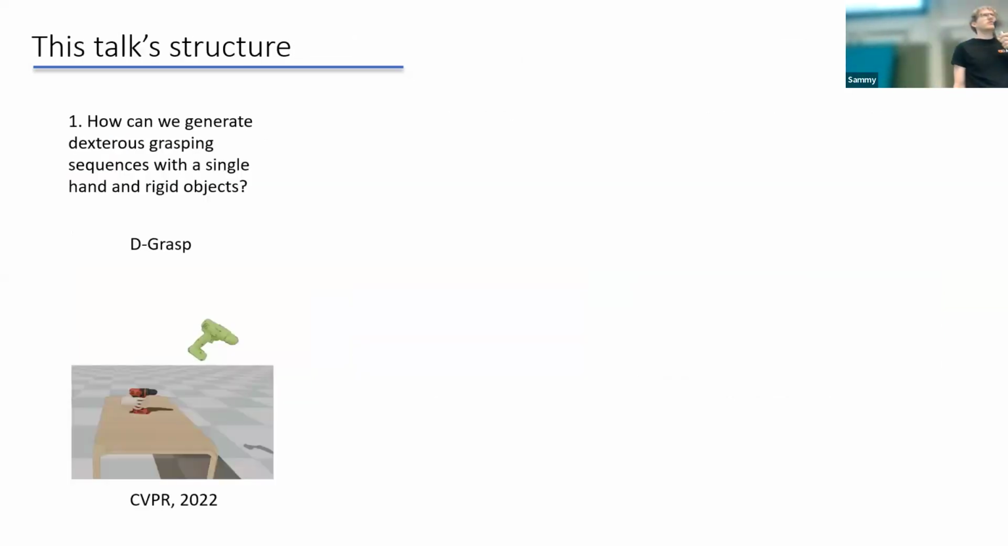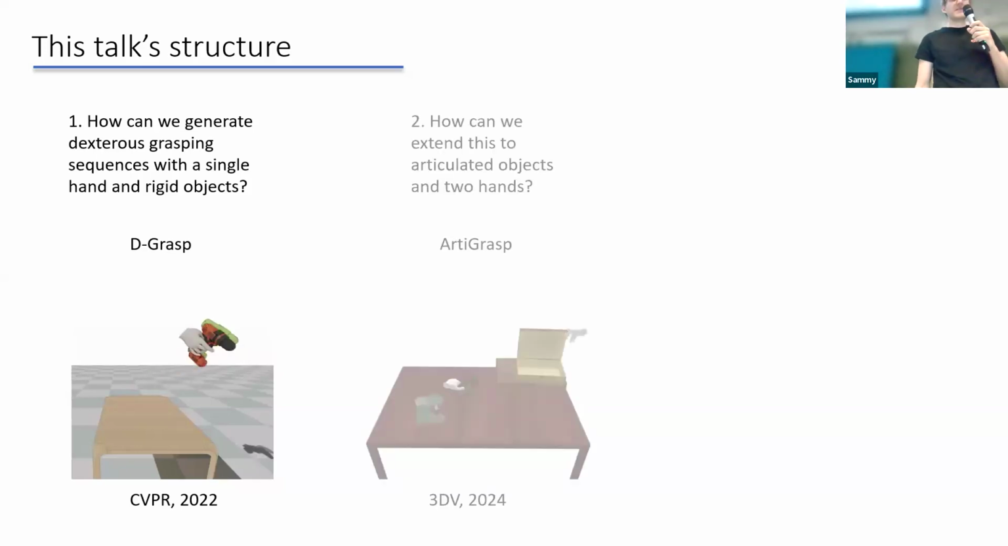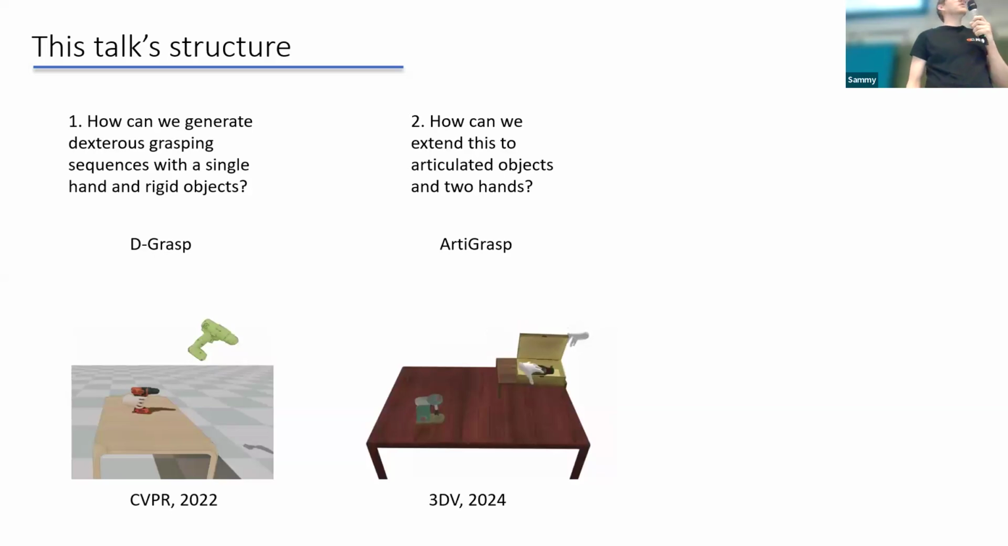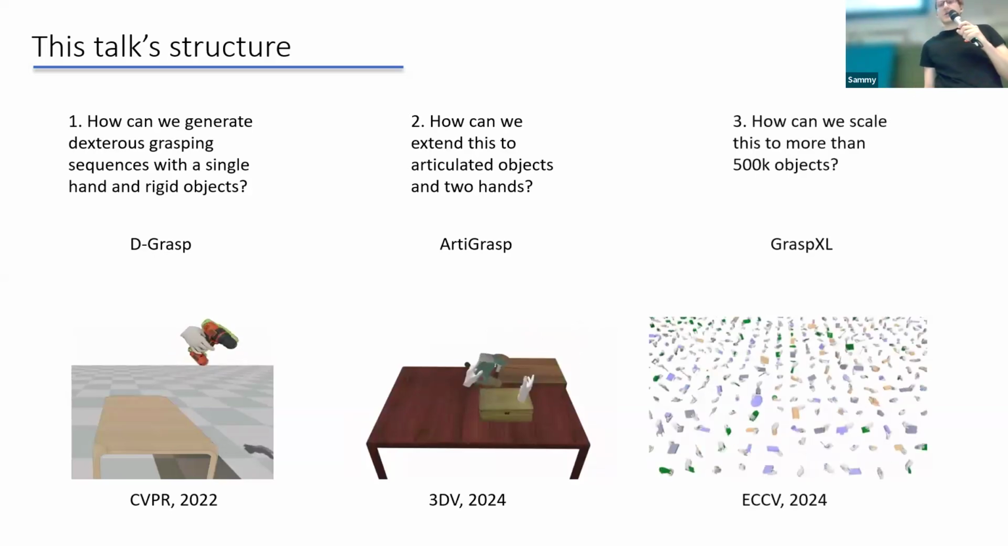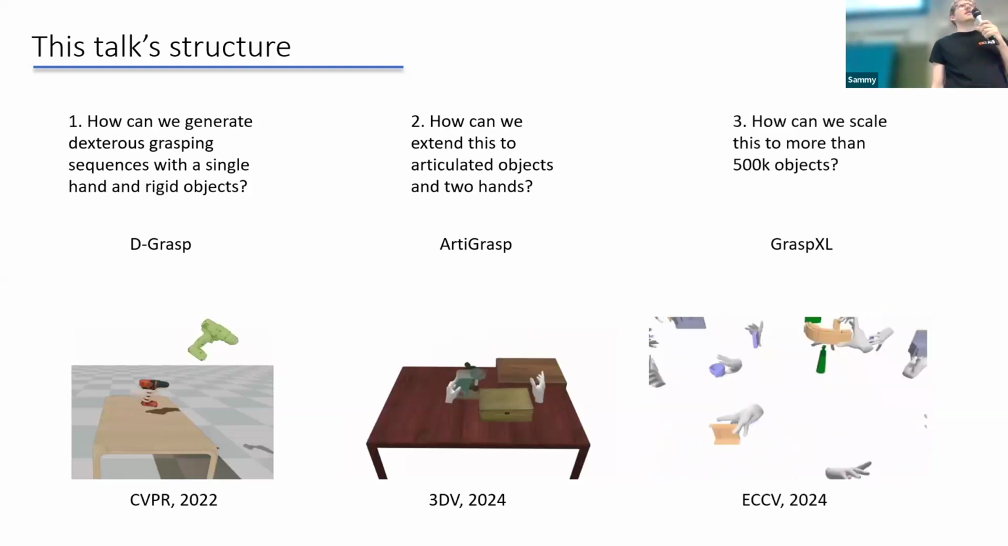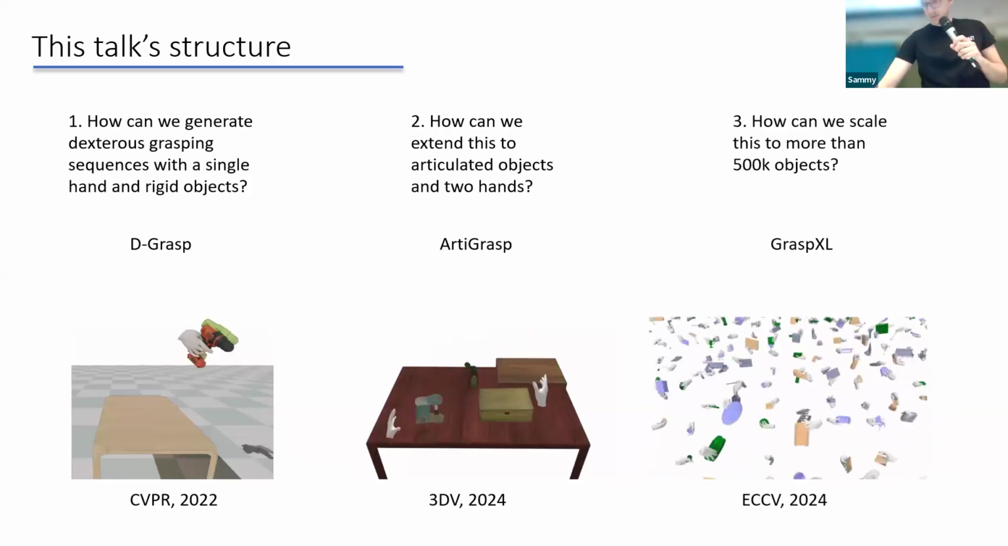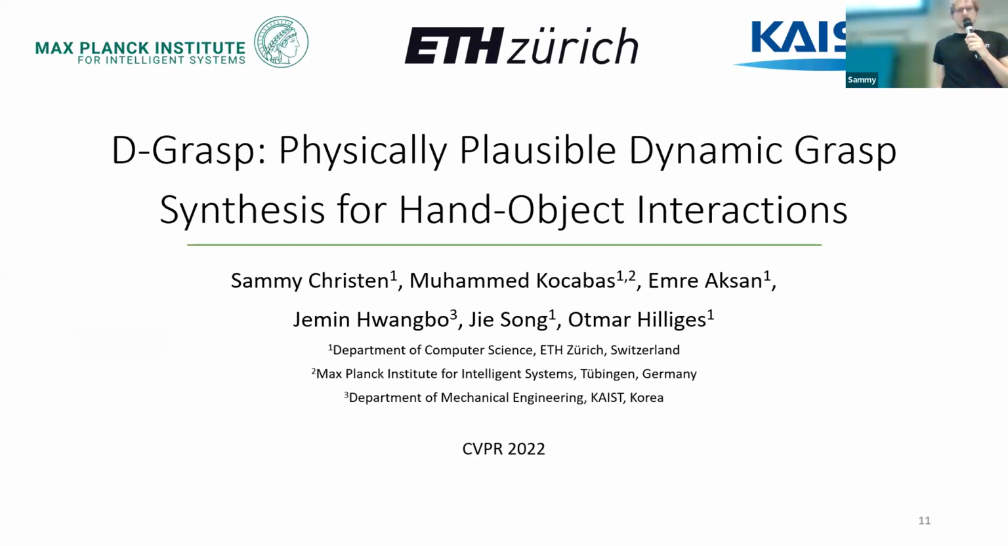So I want to delve into these questions by talking about three of our papers. The first one answers the question, how can we generate dexterous grasping with a single hand and rigid objects? We then extend this to articulated objects and two-hand manipulation. And lastly, I want to talk about how we can scale this up to more than 500,000 objects. So let's start with the DGrasp paper.